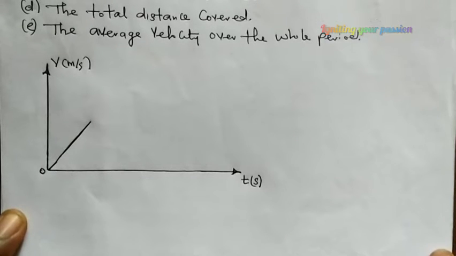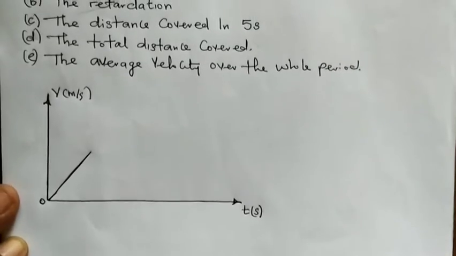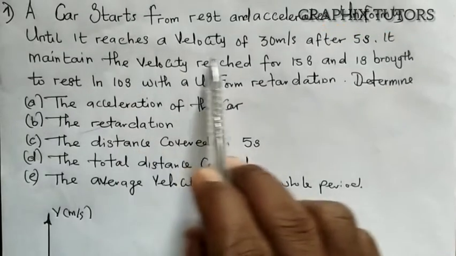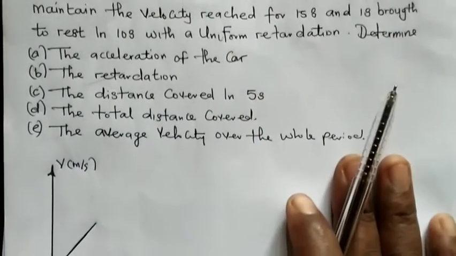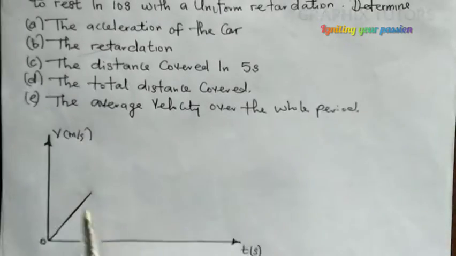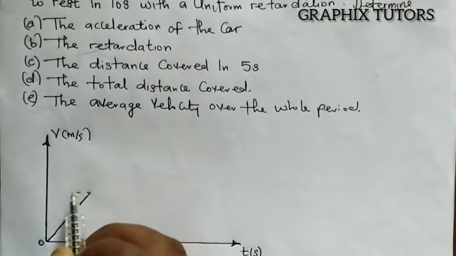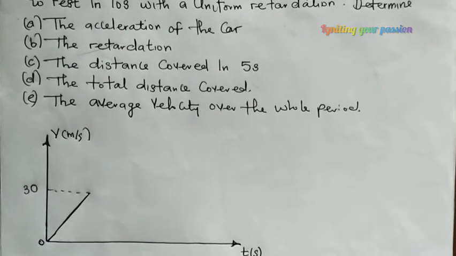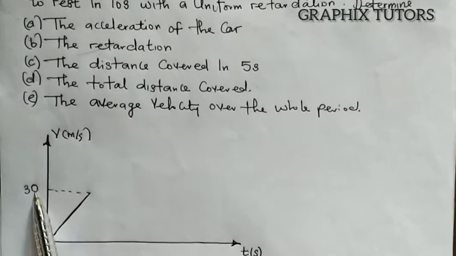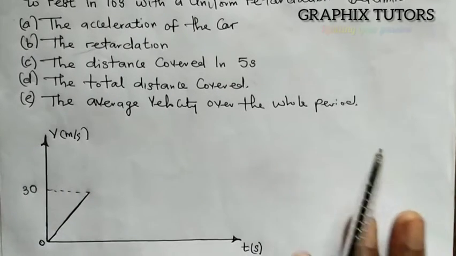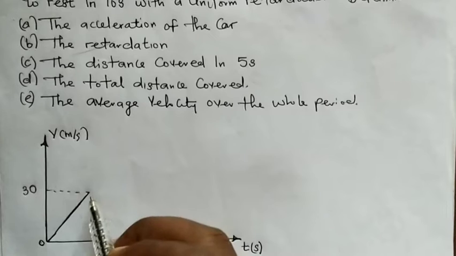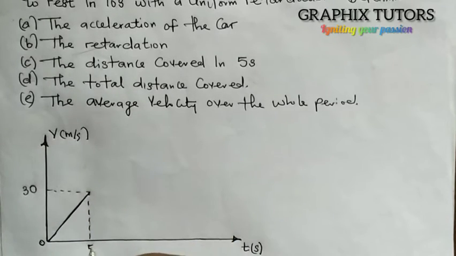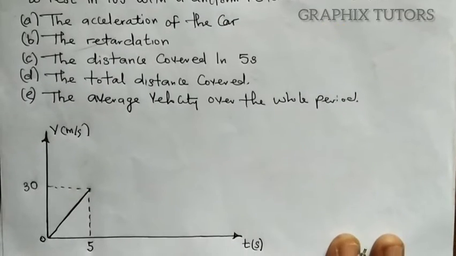uniformly until it reaches the velocity of what? 30 meters per second. So that means at this point here, the velocity is what? 30. Right? Since I placed my meter per second here, I don't have to write it here anymore. For 5 seconds. So I'm going to trace this down, my dotted line, for 5 seconds. That is how you represent that.